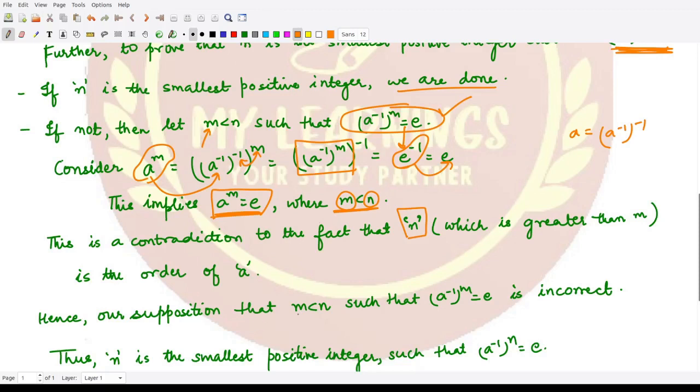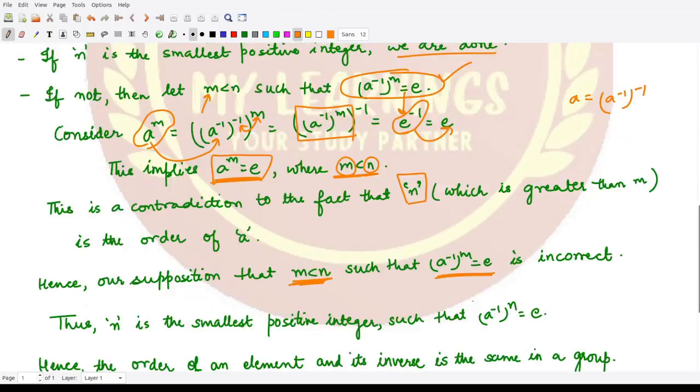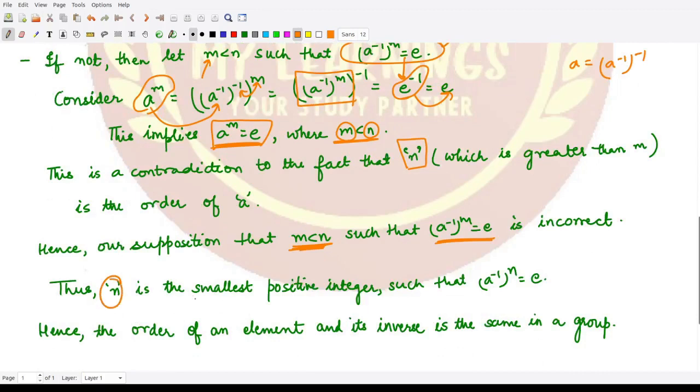Hence our supposition that m less than n is a positive integer such that a inverse raised to power m is equal to e is incorrect. There cannot exist any integer less than n such that we have this condition. Hence it proves the result that n is the only smallest positive integer such that this condition is true. Hence it becomes the order of the inverse of a. Hence the inverse of a and the element a itself both have the same order, which is n, and this is what we wanted to prove here.